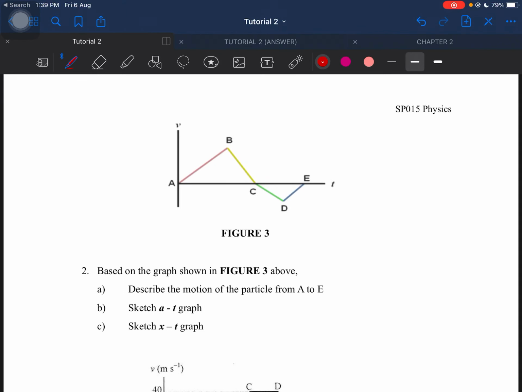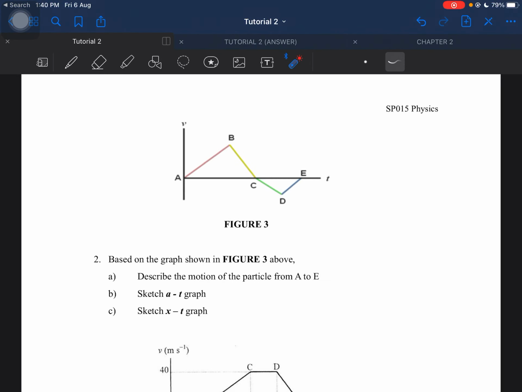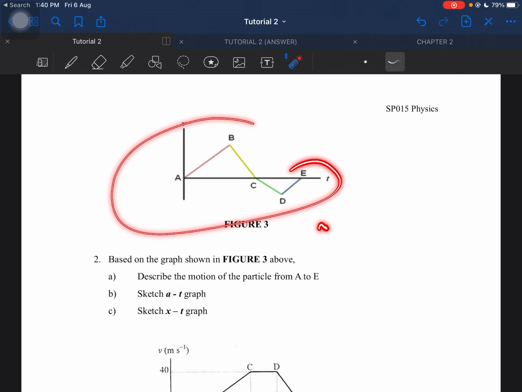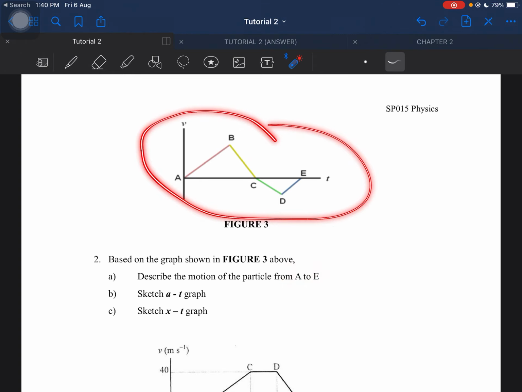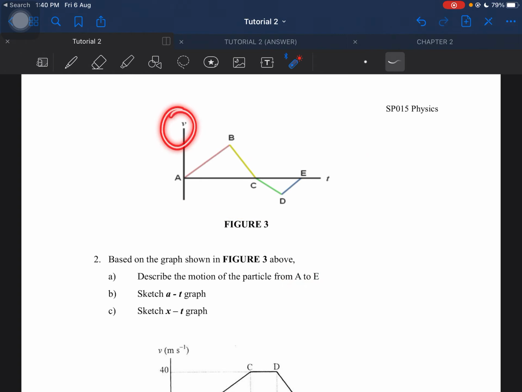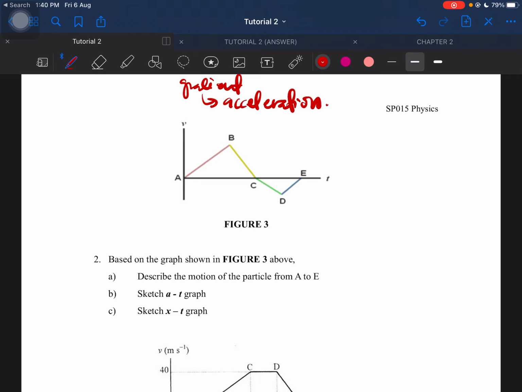Hello everyone, let's do question 2. Based on this graph shown here, we have to describe the motion of the particle from point A to point E. So this is a graph of V against T, which is velocity against time. The gradient of this graph is telling us about the acceleration.